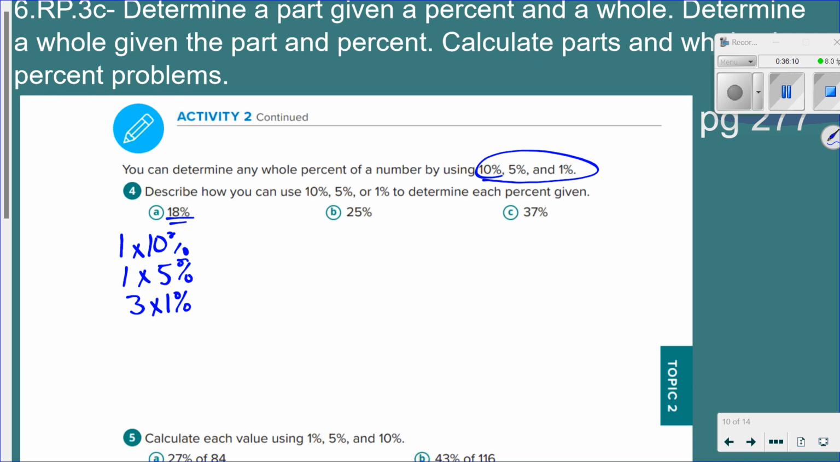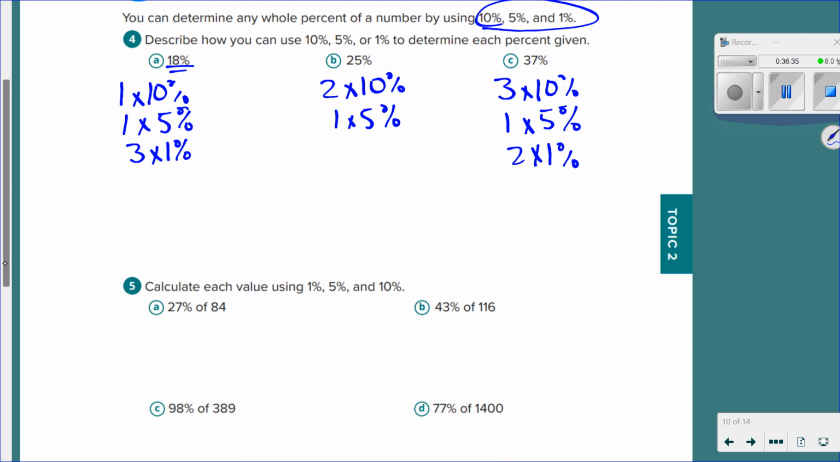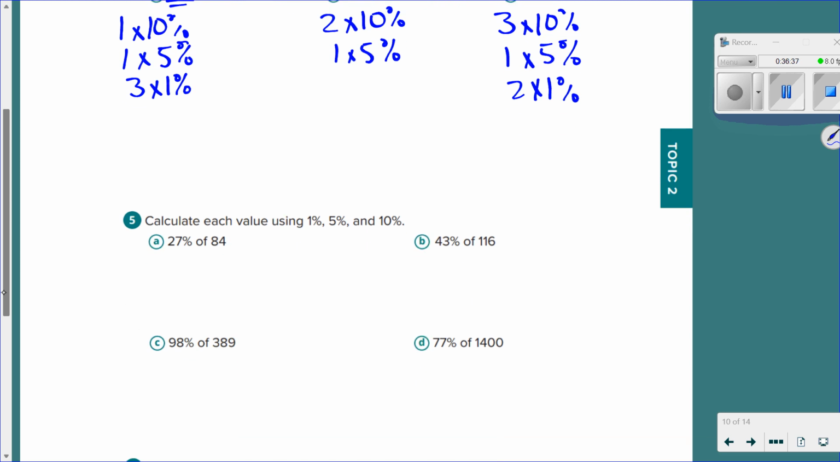If I do 25%, how many tens? 2. How many fives? 1. Do I need any ones? No. What about 37%? How many tens? 3. How many fives? And how many ones? Does that make sense for everybody? Okay. Because if that makes sense, this next part is really what we're going to be doing on the homework.